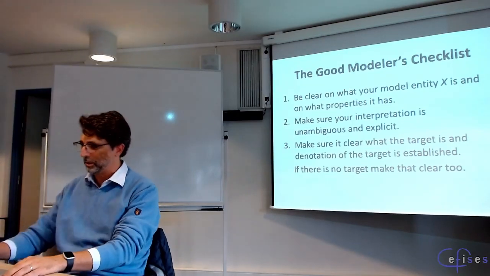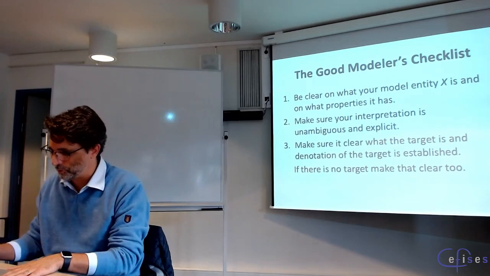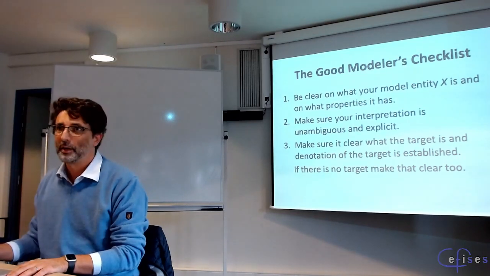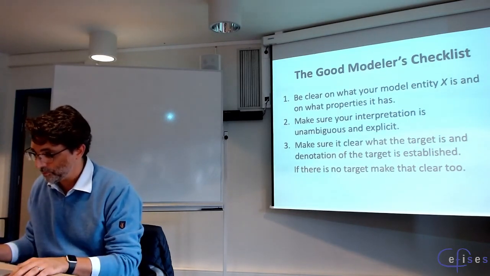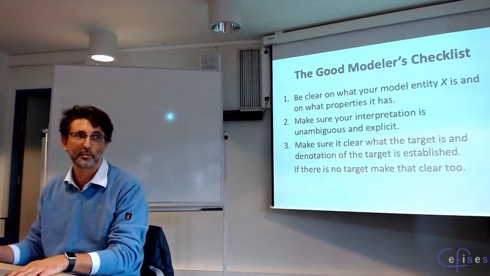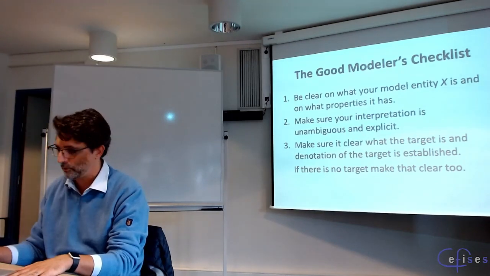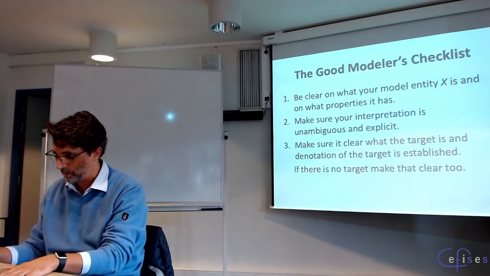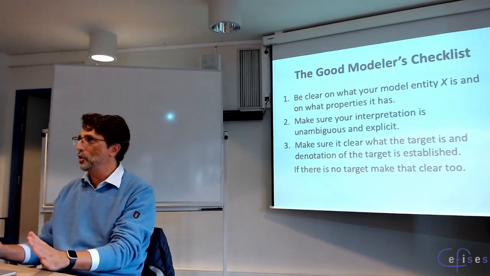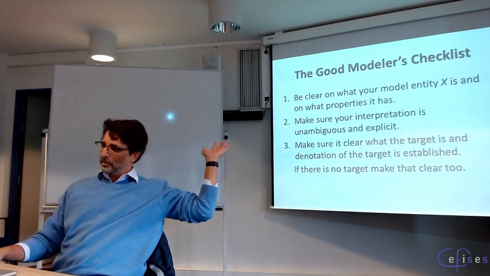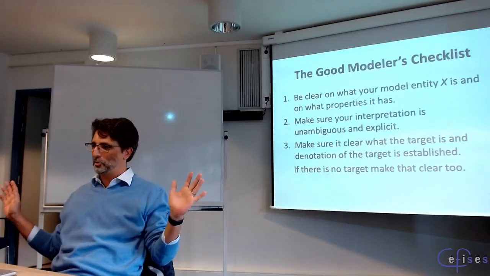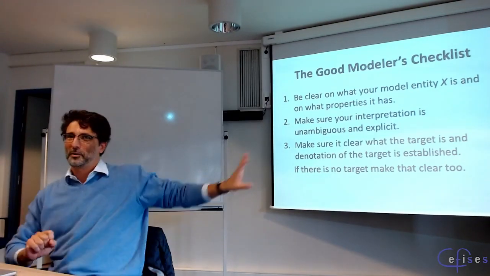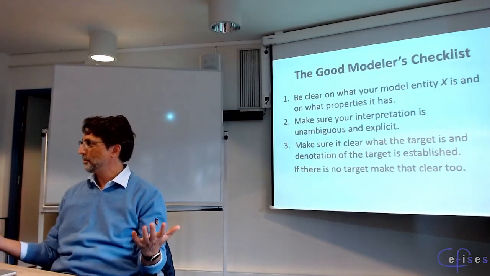And so I made my good modelers checklist here that practitioners could use. Be clear on what your model entity X is and on what properties it has. Make sure your interpretation is unambiguous and explicit, so you have very clearly laid down what your interpretation is. Make sure it's clear what the target system is and what denotation of the target system means. If there's no target system, make that clear too. So not having a target doesn't disqualify what you do as non-modeling, or the thing you study is not deprived of the status of a model on this account. It's just a model that doesn't represent a particular target system.